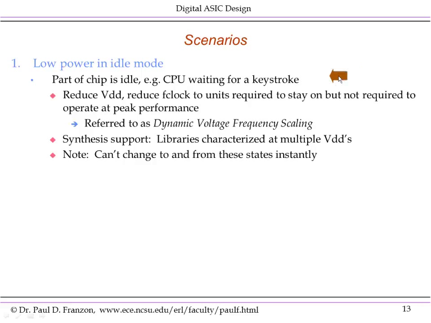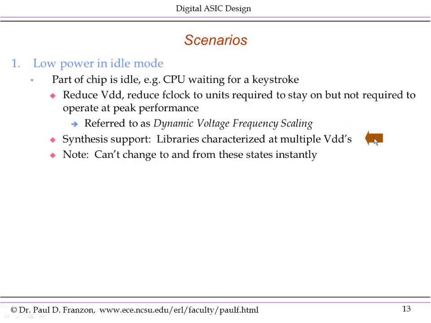So this is increasingly done. That is, let's say you have one of the cores on your processor that is monitoring the keyboard. Well, for that core, reduce VDD and reduce F clock to achieve adequate performance at a lower power level. This is called dynamic voltage frequency scaling. And it's already being done for CPUs and is increasingly being looked at for other applications.